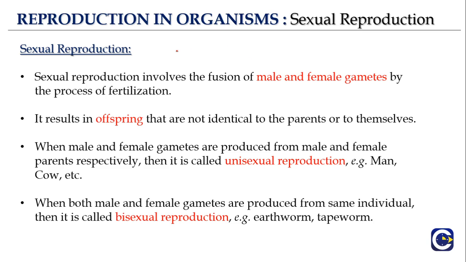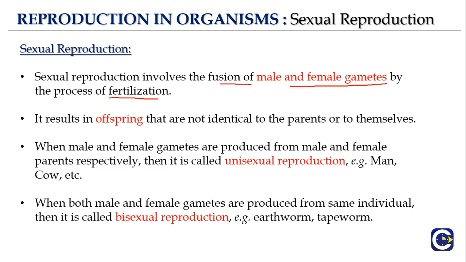Okay. So what is sexual reproduction? It involves fusion of male and female gametes by the process of fertilization. And we all know that in humans the male gamete is the sperm, and in females the gamete is the egg, and when they fuse it forms a zygote. Sexual reproduction not only takes place in humans, you really have to understand this, it also takes place in other organisms.